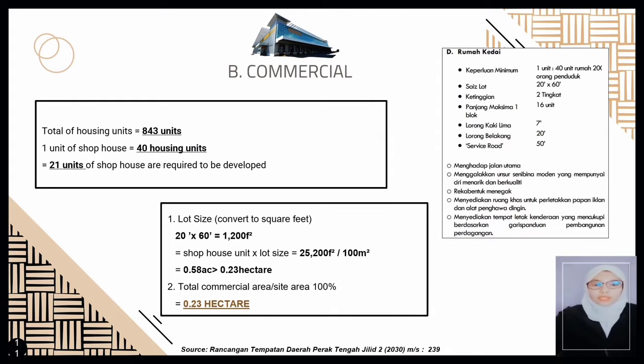B is commercial. The total housing unit is 843 units, and 1 unit of shop house is required for every 40 housing units, so 21 units of shop house are required to be developed. The total commercial area is 0.23 hectare.